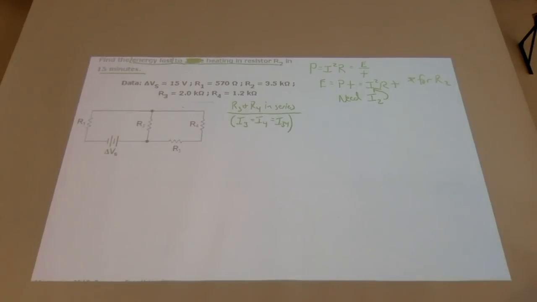Okay? So let's do the equivalent resistance part for just this. We could say that R34 is equal to R3 plus R4. In series, it's as easy as that. We just add them together.